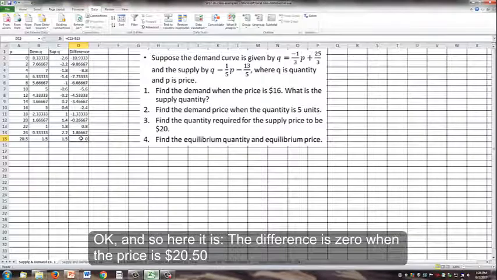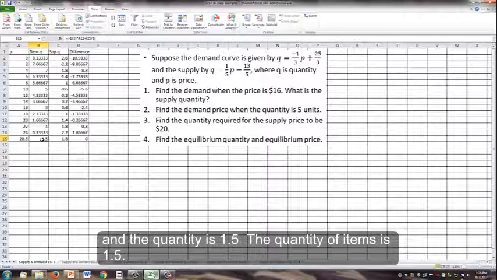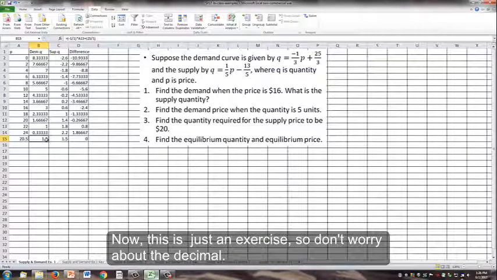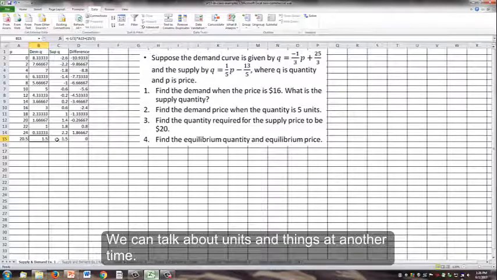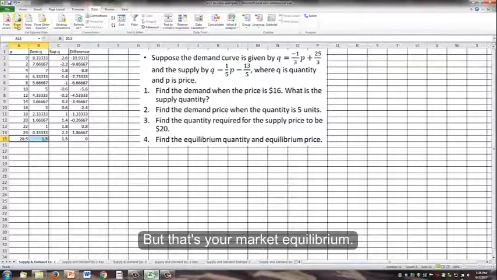Okay, and so here it is. The difference is 0 when the price is $20.50 and the quantity is 1.5. The quantity of items is 1.5. Now this is just an exercise, so don't worry about the decimal. We can talk about units and things at another time. But that's your market equilibrium.